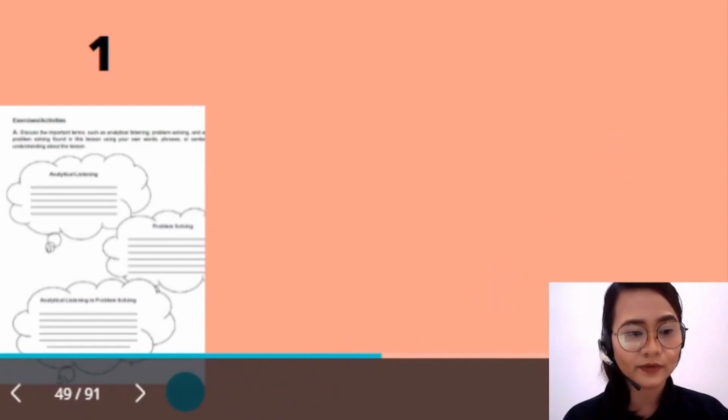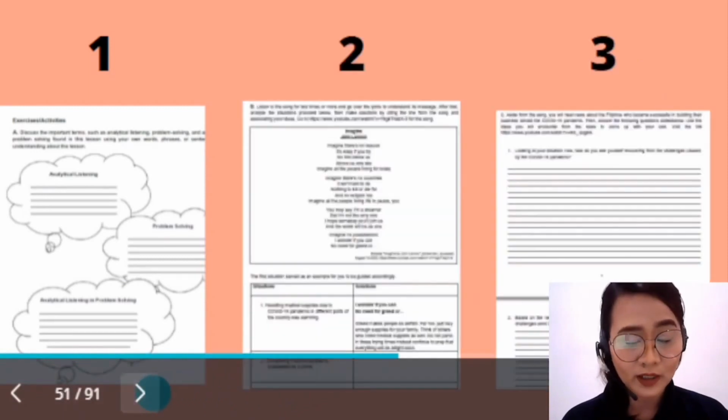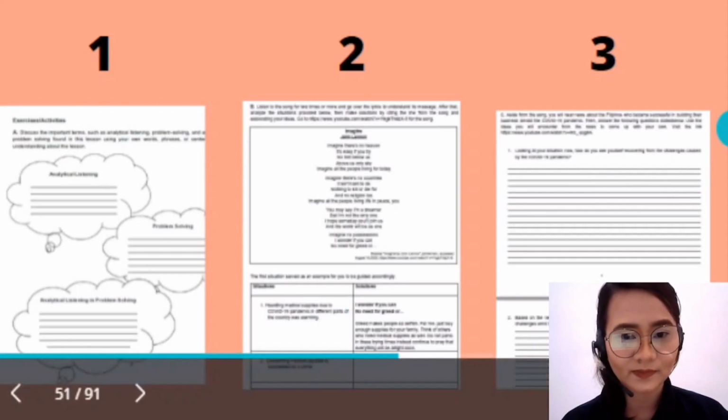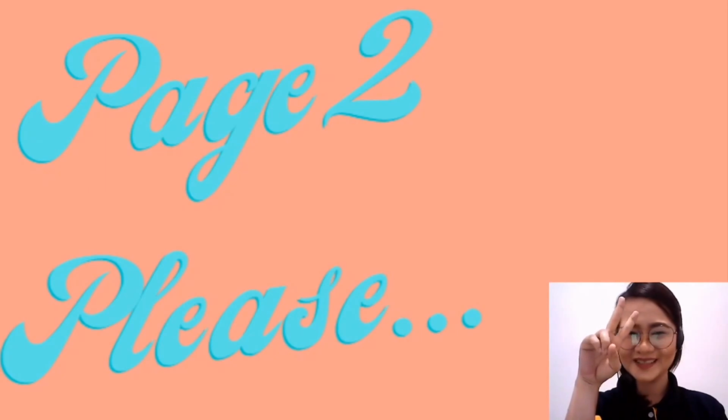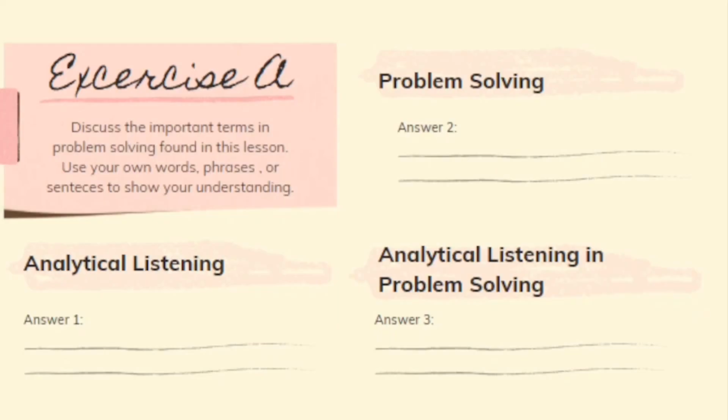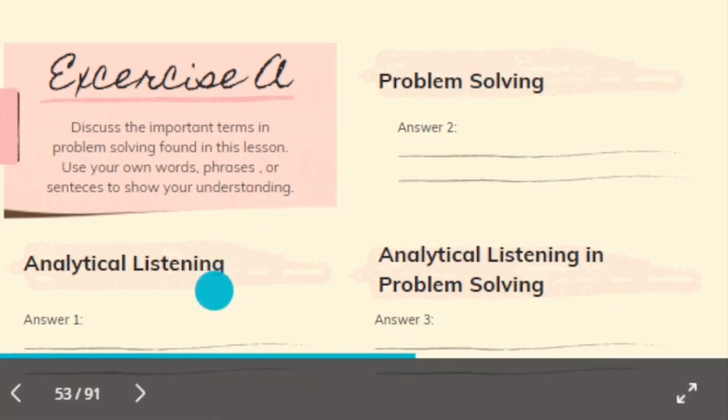There are 3 activities in this week's LAS. Your first activity can be found on page 2. Page 2, please. In this activity, you must discuss the important terms in problem solving found in this lesson. They are analytical listening, problem solving, and analytical listening in problem solving.